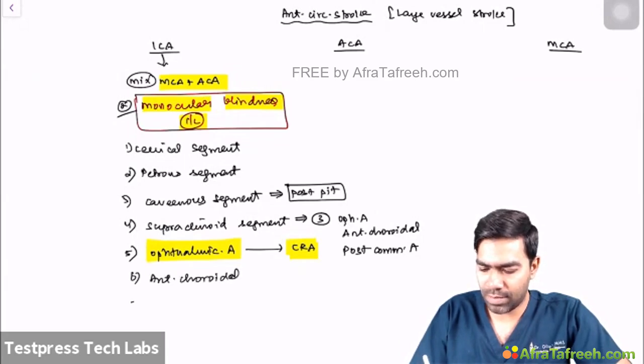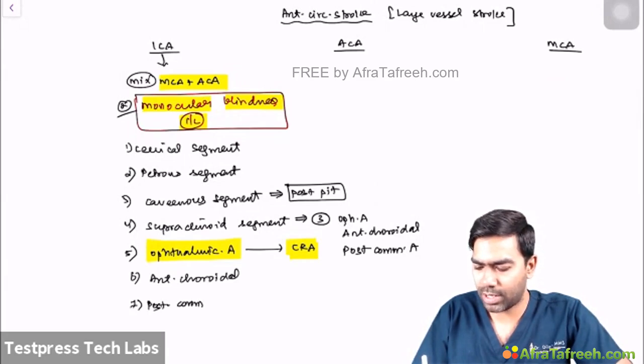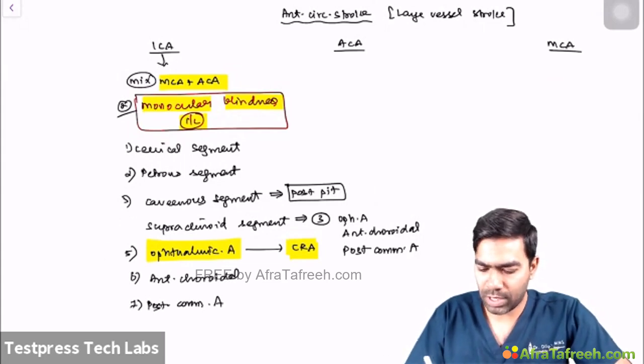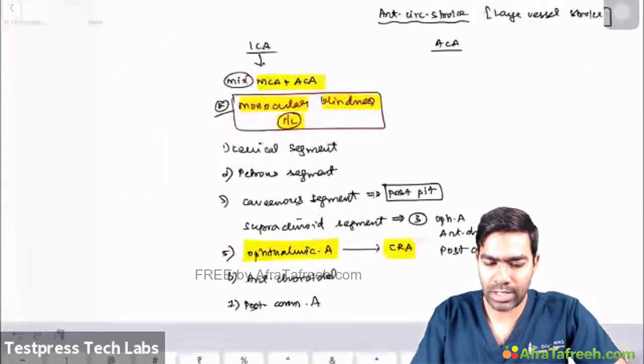Anterior choroidal. And finally, I can write posterior communicating artery here. We know where the posterior communicating artery is going to be. Okay. So which means from the supraclinoid segment only, you are going to get these 3 branches.